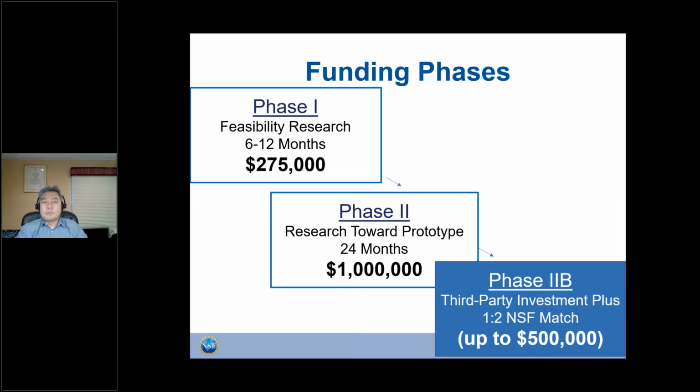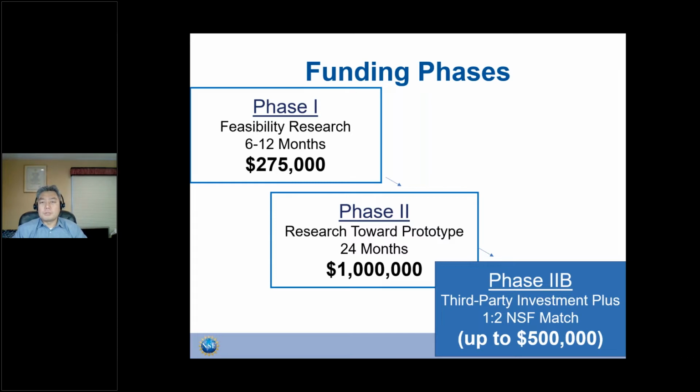For phase one, for companies that are applying to NSF for the first time, the companies will pretty much have to go through phase one first. The amount actually has gone up recently as of this year. Companies can apply up to $275,000 for phase one. Those companies that apply for phase one and complete the phase one project can then move on to apply for phase two project, and that can be up to $1 million.